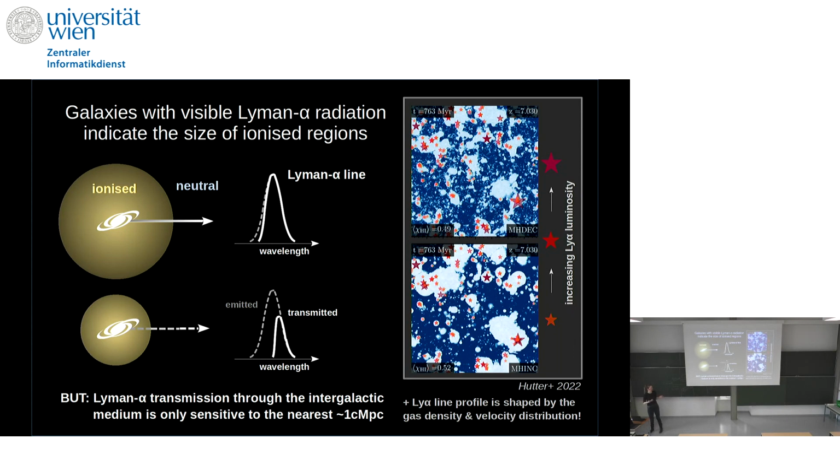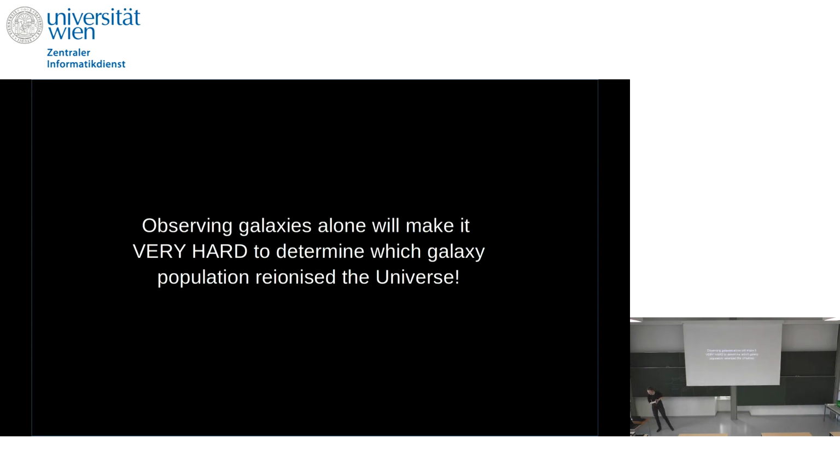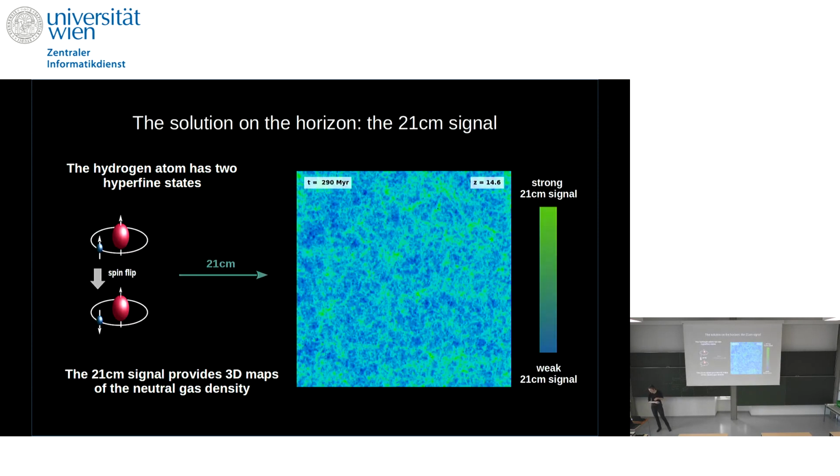But this is highly complicated because the profile of this line is also very much shaped by how the gas is distributed, what its velocity is, and so on, because it's a highly resonant line. So observing galaxies alone will make it really hard to determine which galaxy population reionized the universe.